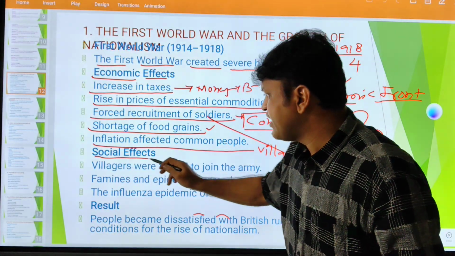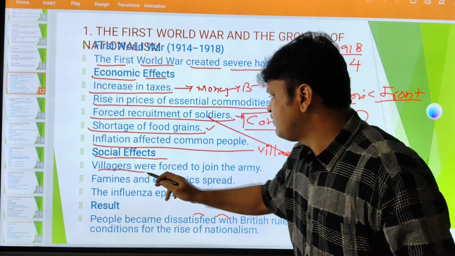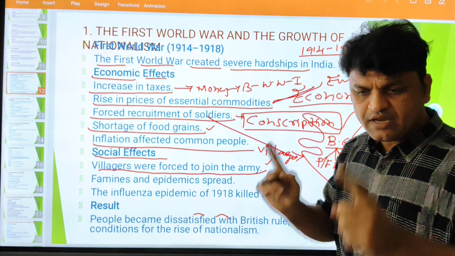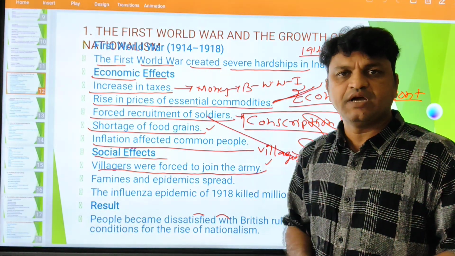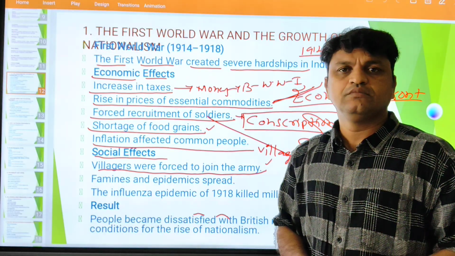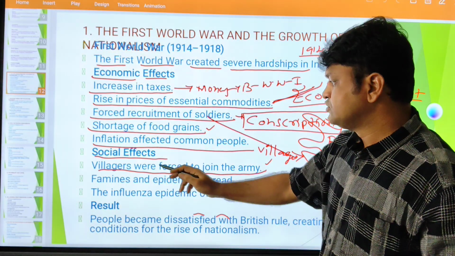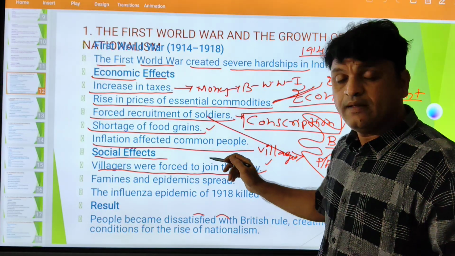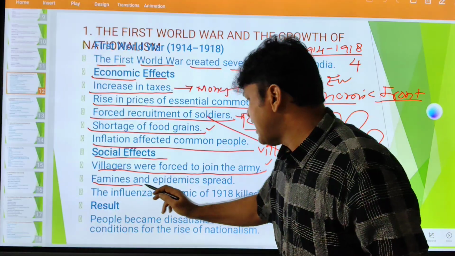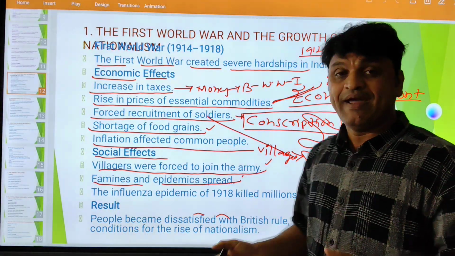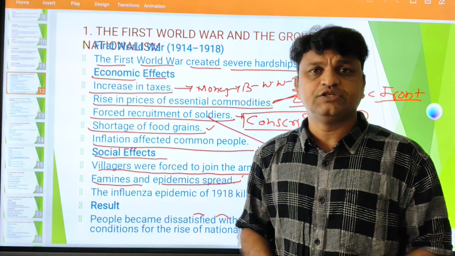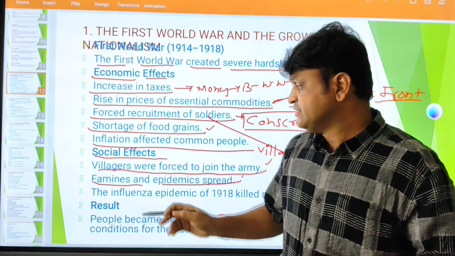And what is the social effect on India? Villagers were forced to join the army. I told you, conscription. So they are making it mandatory. When the war is going on, they took the decision that everyone should join the army to support Britain in Europe. So this was badly resented by Indian people. And famines and epidemics spread. Famines: there is a shortage of food due to drought conditions, due to low rainfall. So it led to famine.